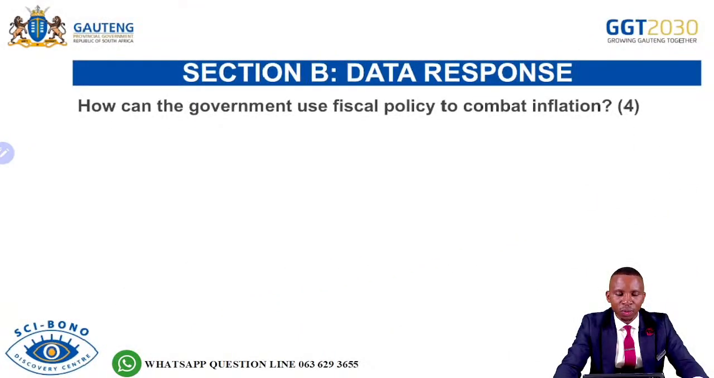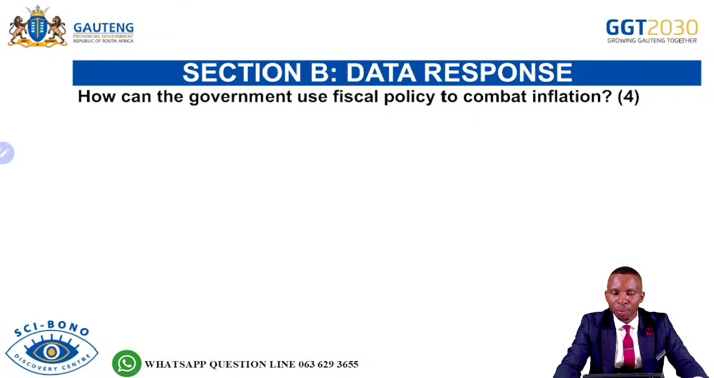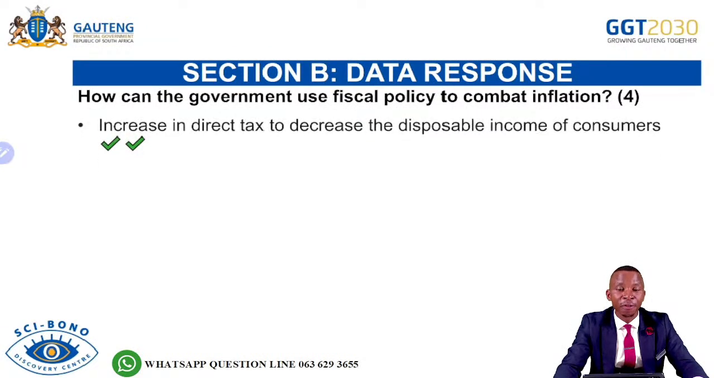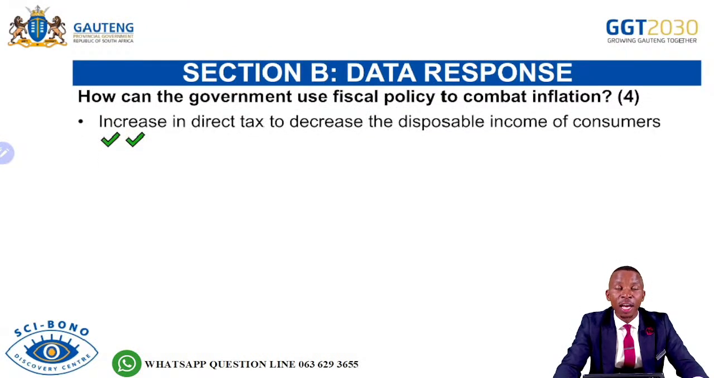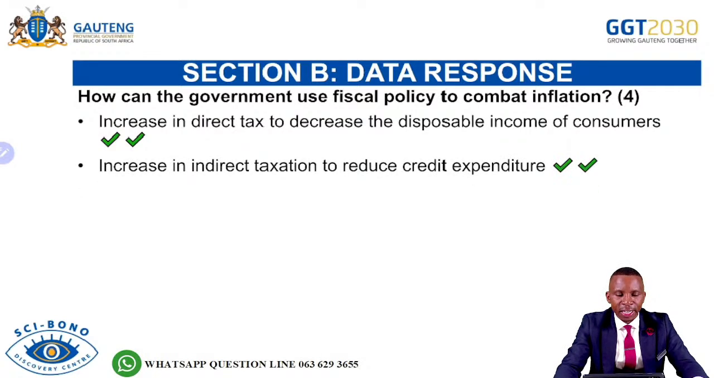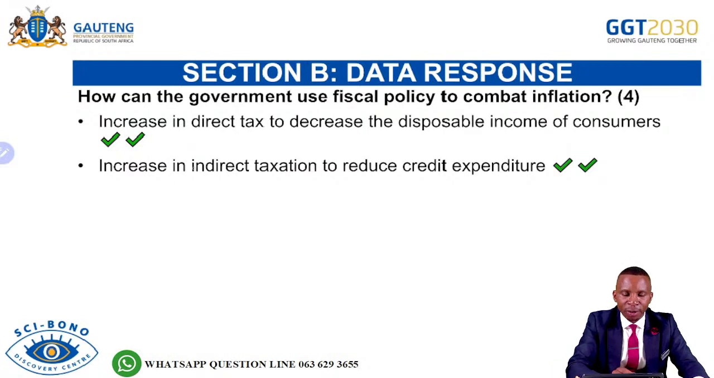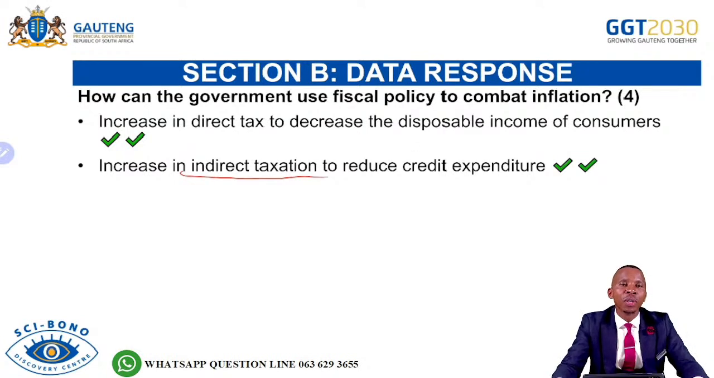And then we continue. How can the government use fiscal policy to combat inflation? Remember the fiscal policy in there, we talk about the likes of government spending and taxation. Increase in the direct tax to decrease the disposable income for consumers. Increase in the indirect tax to reduce credit expenditure. So if ever indirect tax has been increased, what will happen? That will lead to prices becoming even higher.